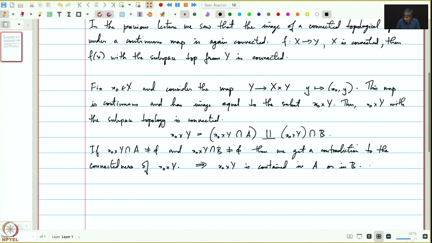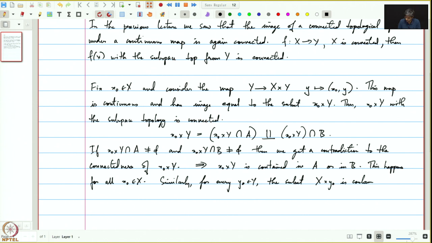So similarly, this happens for all x naught in X. So given any x naught in X, when we look at x naught cross Y, that subset is completely contained either in A or in B. And similarly, arguing in the same way, for every y naught in Y, the subset X cross y naught is contained in A or in B.